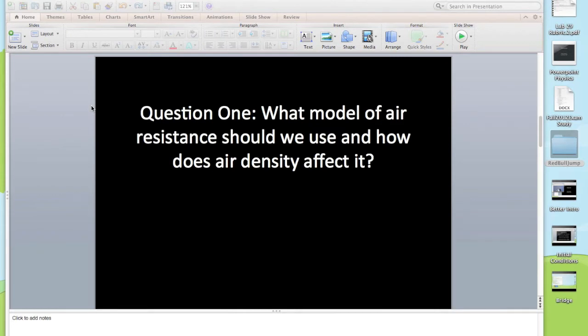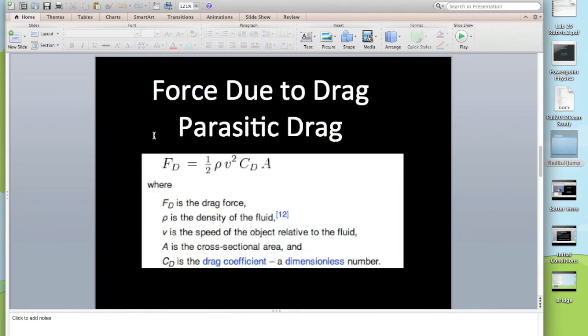Now we'll answer some questions concerning the model I created. Question 1 asks, what model of air resistance was used and how does air density affect it? Well, I chose to use the model known as parasitic drag. This incorporates air density in addition to things like surface area. It is seen from this formula that as air density increases, the force due to drag will increase as well.